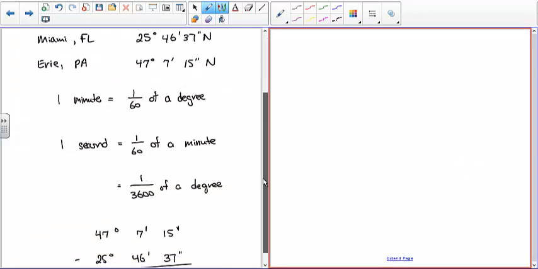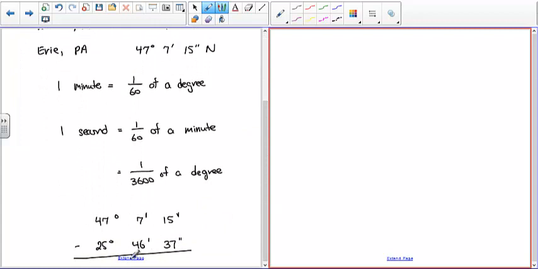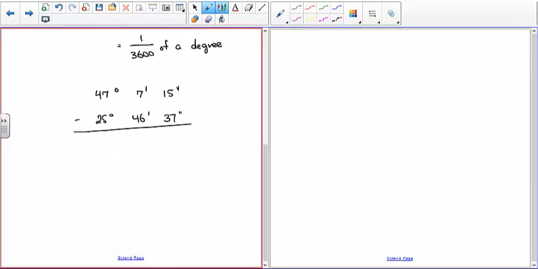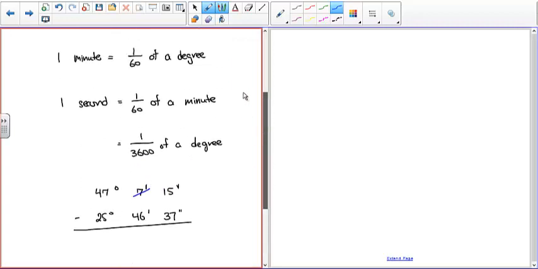So the first thing we're going to do is take the difference between these two. How do you do that? Well, if every one was greater than the other, then it would be easy. But in this case, it's not so easy. It's kind of like you borrow. So we're going to borrow 1 here. Instead of 15 seconds, we're going to borrow 60 seconds from 1 minute.